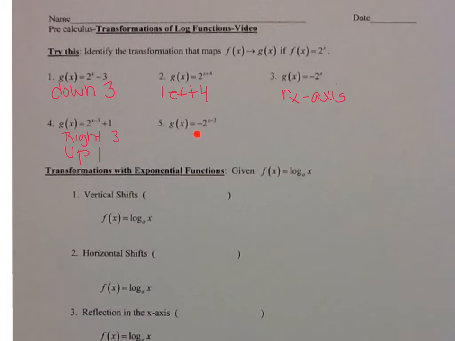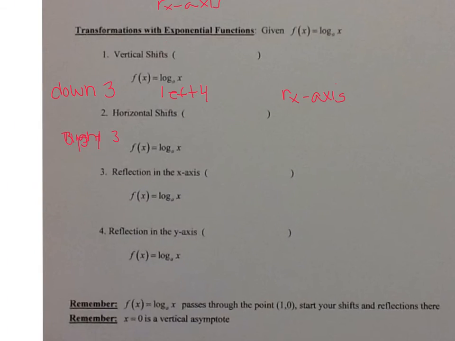Okay, number 5, g of x equals negative 2 raised to the x minus 2 power. So again, I first have to do my exponent because order matters. Okay, so follow PEMDAS, so it's to the right 2. And I'm changing my y to its opposite, so that's a reflection over the x-axis. Okay, so now we're going to do the same thing with our logs here.